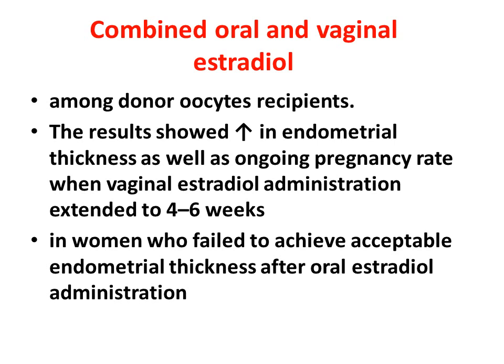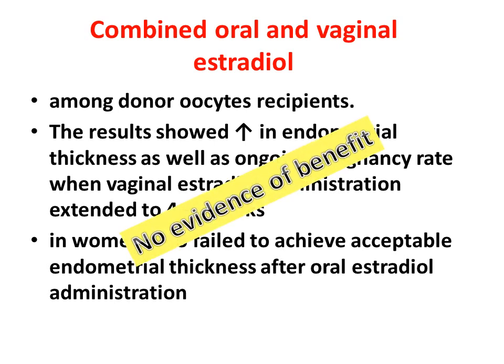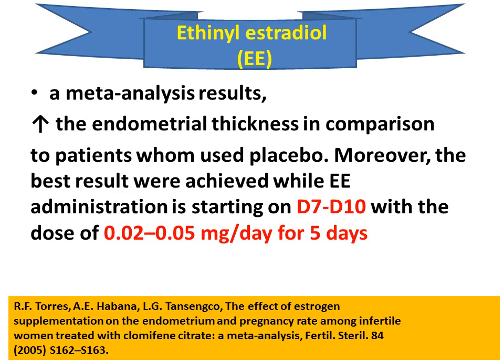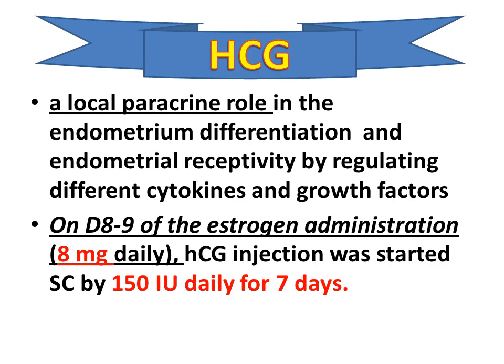Some used a combination of oral and vaginal estradiol to improve the result and to increase absorption of estradiol, aiming at improving endometrial thickness, but no evidence of benefit. Some studies used ethinyl estradiol, dose 50 microgram to 150 microgram daily from day 7 to 10 of the cycle to improve endometrial thickness. HCG can be used after estrogen administration.